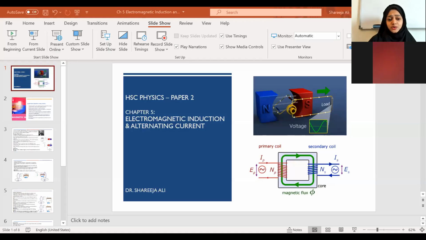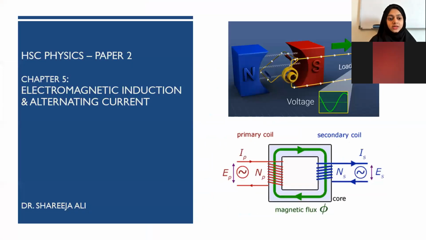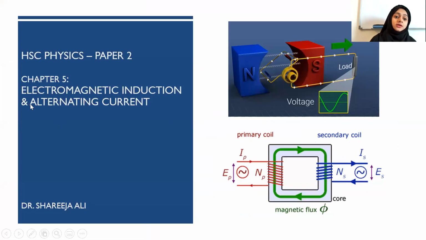This is a smaller chapter compared to our previous one, and it is simpler. There are not much mathematical derivations. So I hope you will like this chapter. So we are starting off with the new chapter, Chapter 5, Electromagnetic Induction and Alternating Current. So we will see how a generator works. This is a simple model of that.